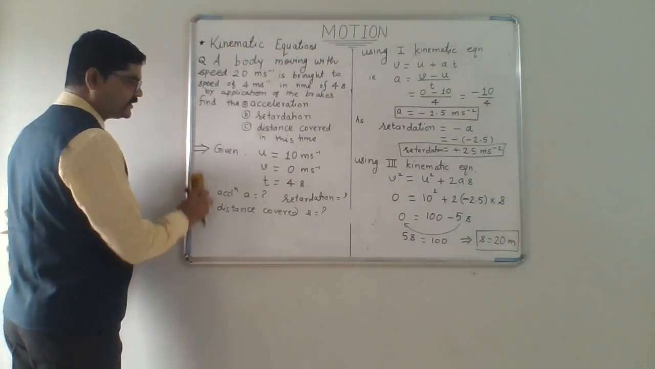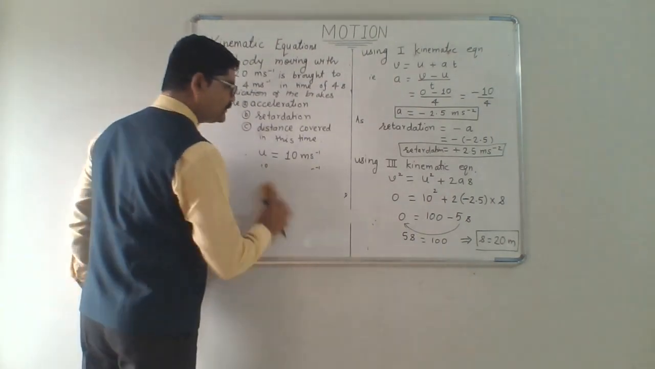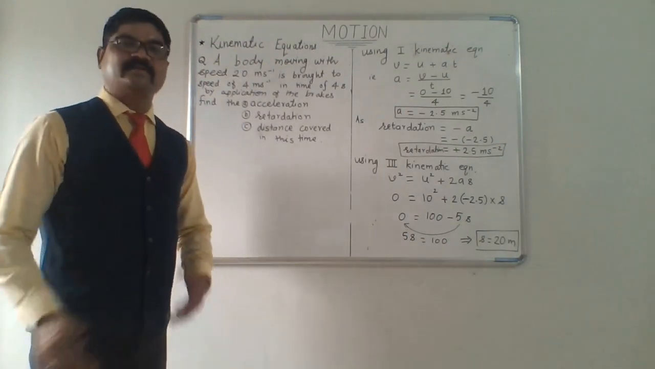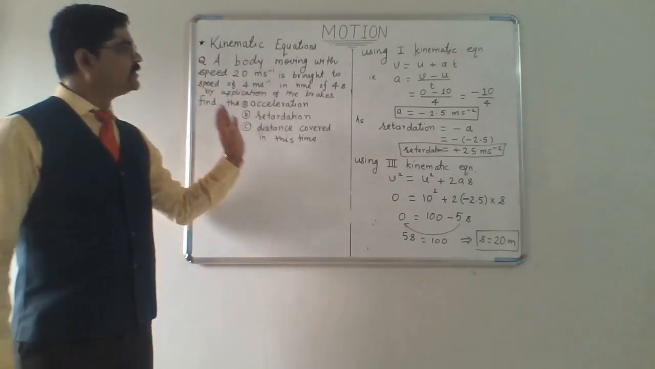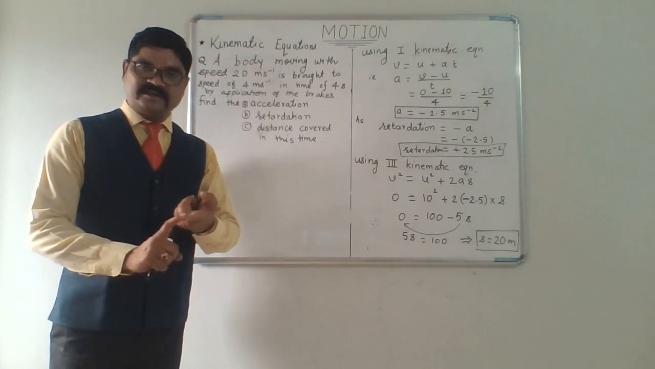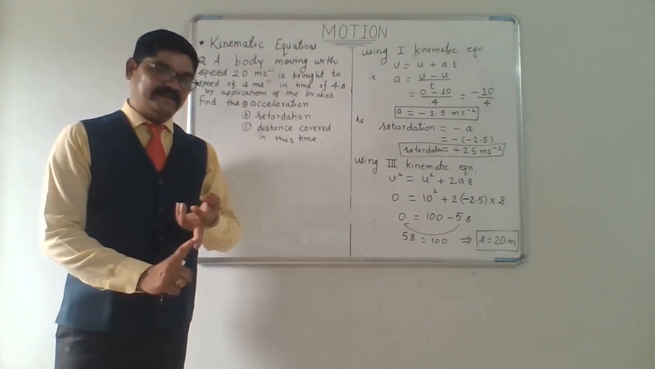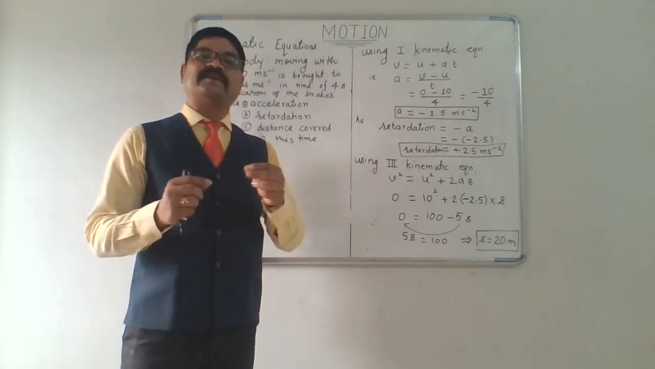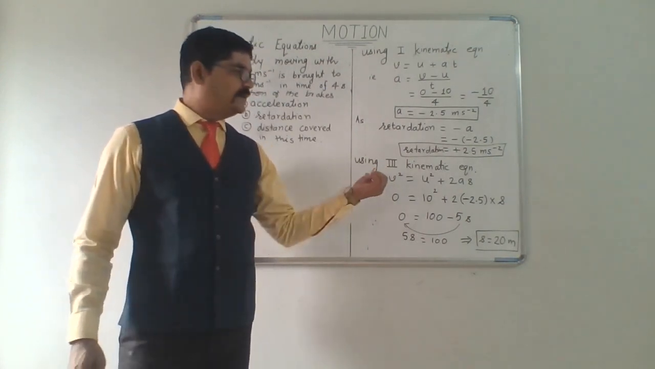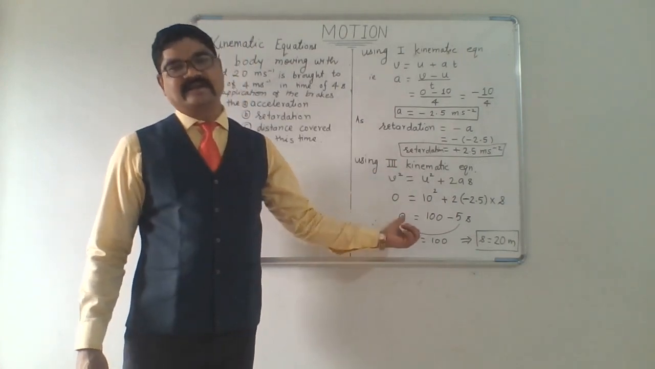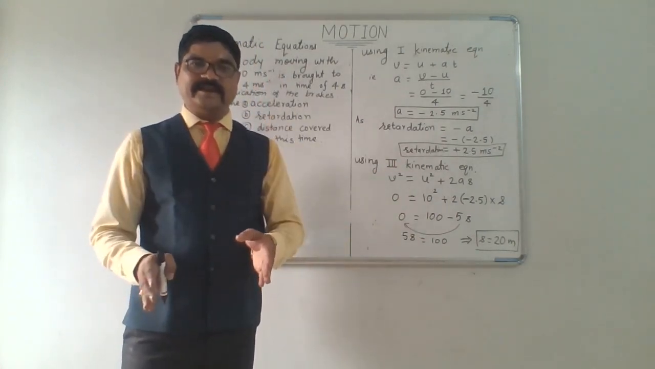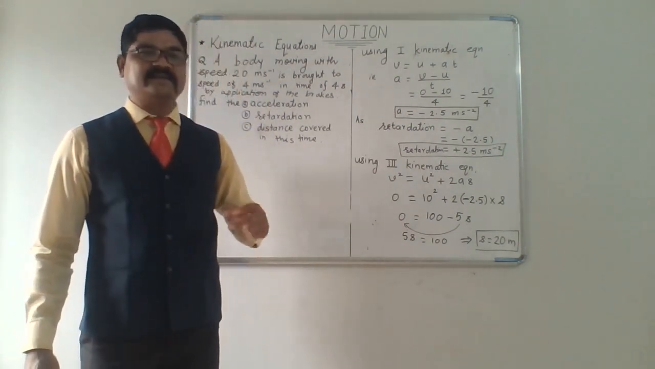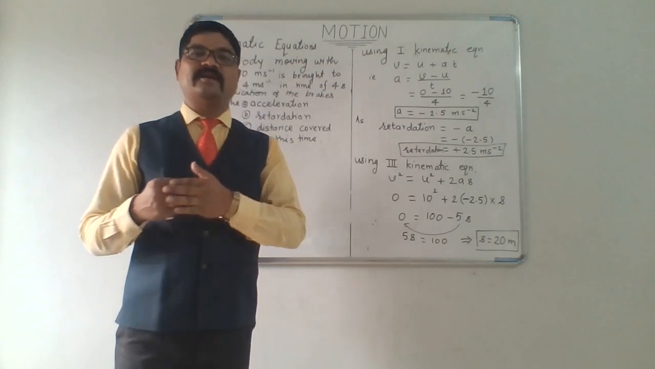You follow the similar method. This is your question for the homework, for your practice. Try to solve the question. Find out acceleration first, then find out the retardation, and the third part, to find the distance covered, you try both the equations, second kinematic equation as well as third kinematic equation. Verify that your answer is correct or not. If both the equations they are giving you correct answer, then definitely you have understood the concept.